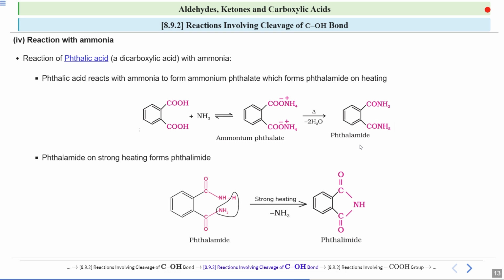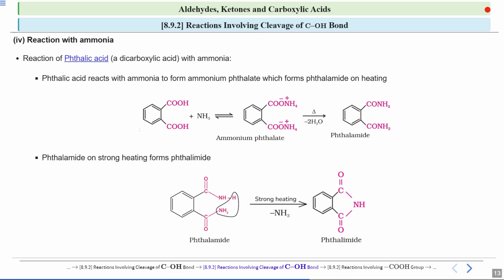Now finally, when we do strong heating, this phthalimide converts into the cyclic imide. If you look at this particular reaction, NH2 condenses with the adjacent C=O of the other CONH2 group. There will be elimination of NH3, and this forms a 5-membered cyclic imide. So the final product you are seeing over here is a 5-membered cyclic imide.